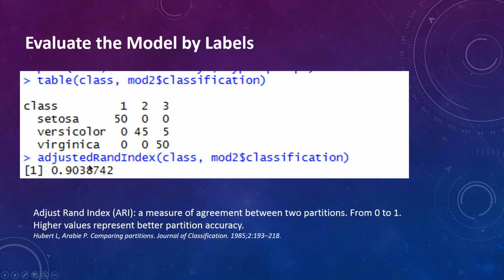The adjusted Rand index, ARI, is a measure of agreement between 2 partitions. Higher values represent better partition accuracy. 0 means the clustering is a random partition. Here the result is 0.9, which means the clustering is pretty good.